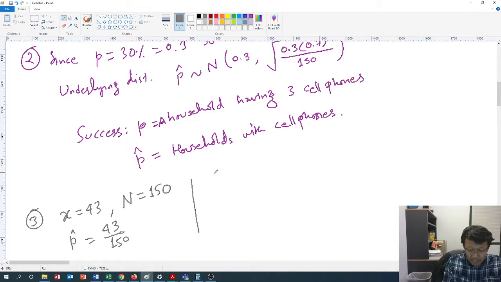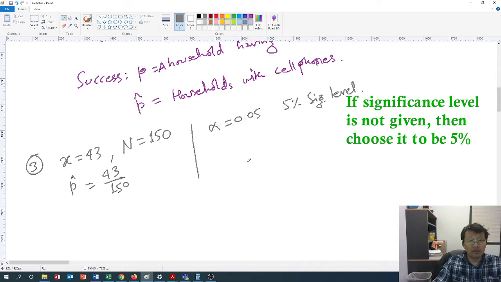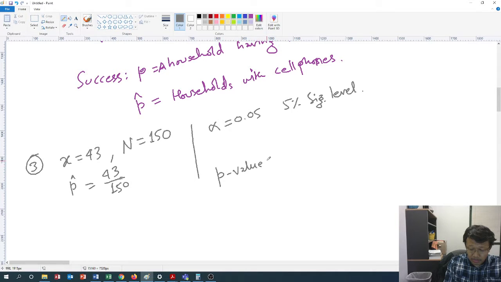Okay. And then we know that alpha is 0.05, which is the 5% significance level. Now, let us try to figure out the P value. So the P value, let us denote it by P, equals the probability that this P hat is greater than 43 over 150. Right? Okay, so that would be the thing.